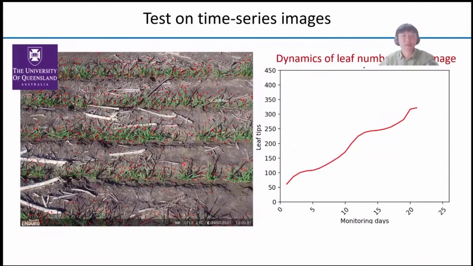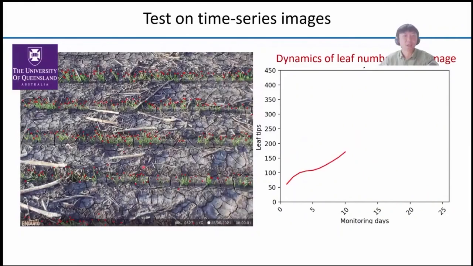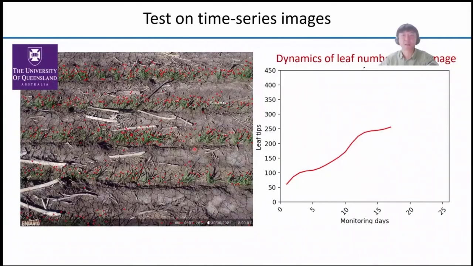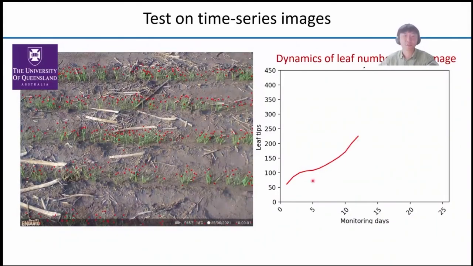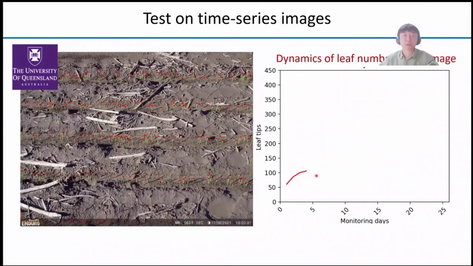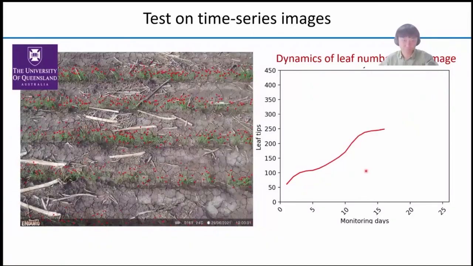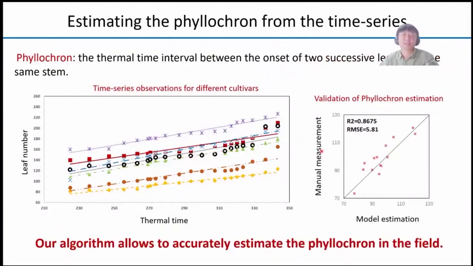We applied our model to the time series images provided by Professor Scott Chapman from the University of Queensland. You may see from this figure, we could get the dynamics of leaf numbers. We conducted a similar time series observation over different cultivars in China, using the temperature information and the corresponding dynamics of leaf number estimated by our algorithm.